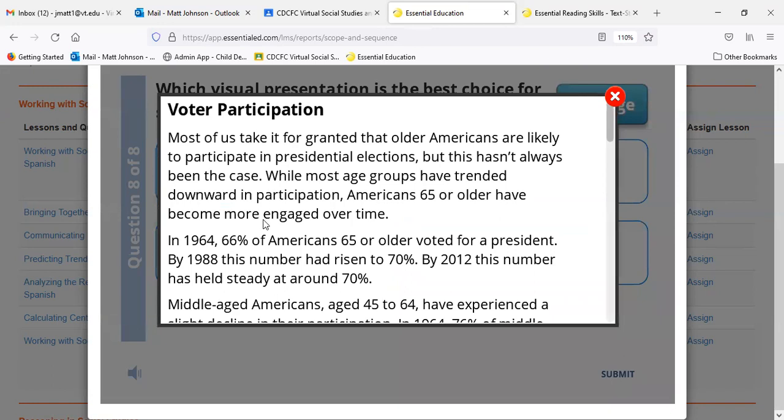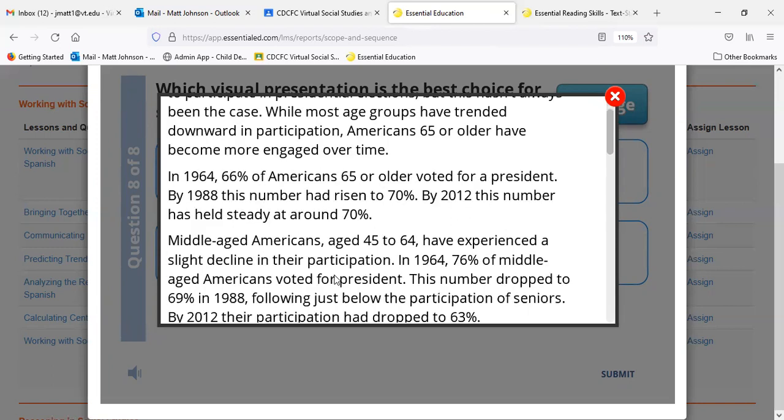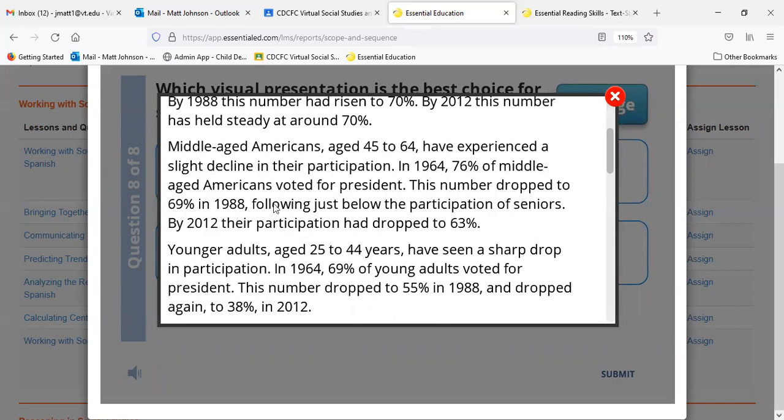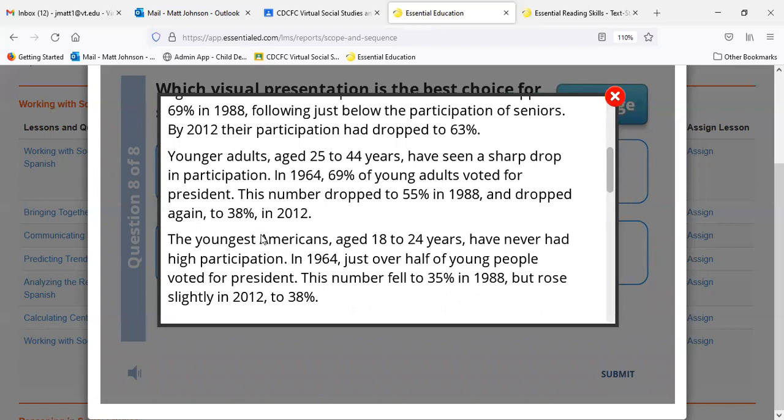So voter participation, talking about 1964, 66% of Americans 65 or older voted for a president. By 88, this number had risen to 70%. By 2012, this number has held steady at around 70. Middle-aged Americans aged 45 to 64 have experienced a slight decline. In 64, 76% of middle-aged Americans voted. This number dropped to 69 in 88, just below the participation of seniors. By 2012, their participation had dropped to 63%.